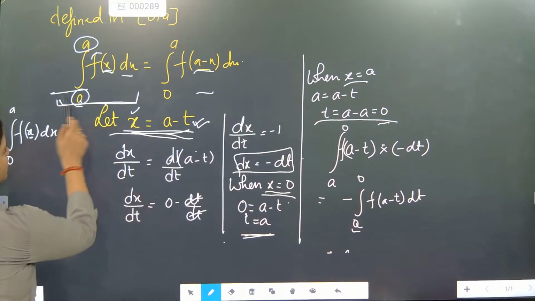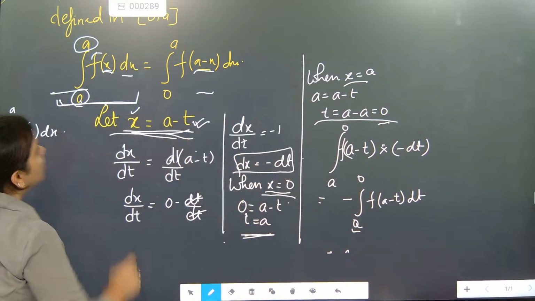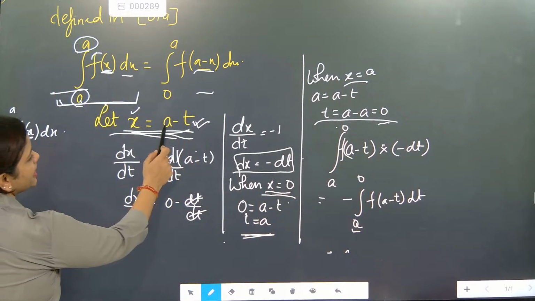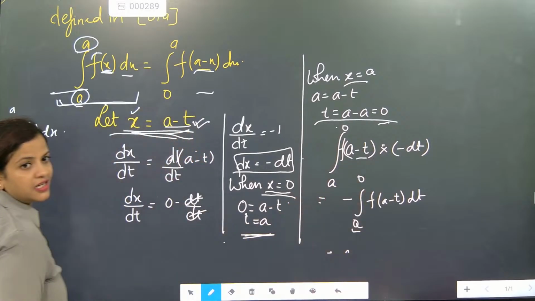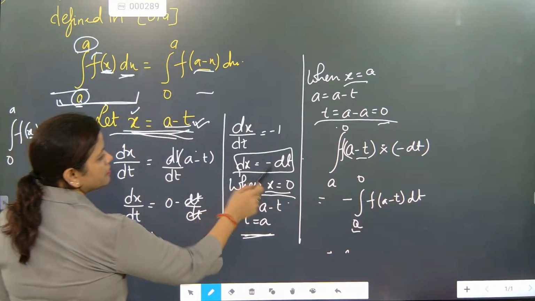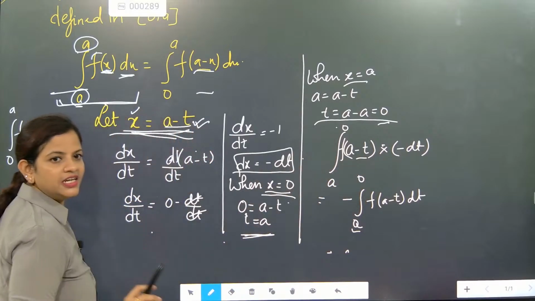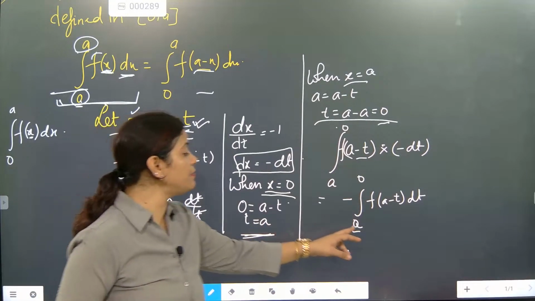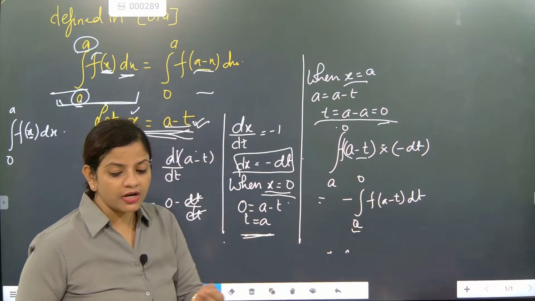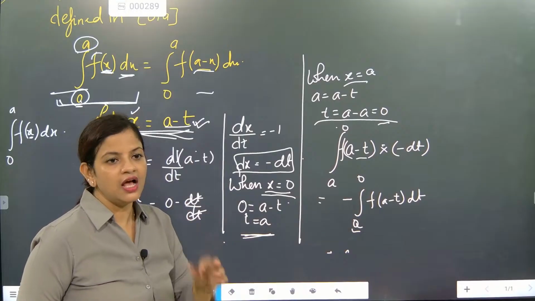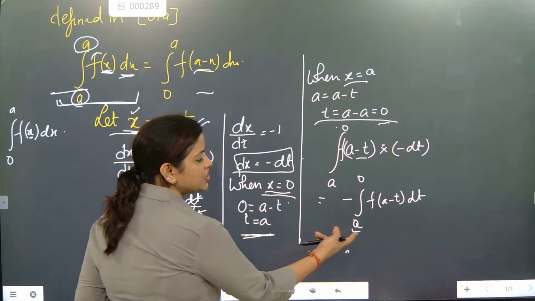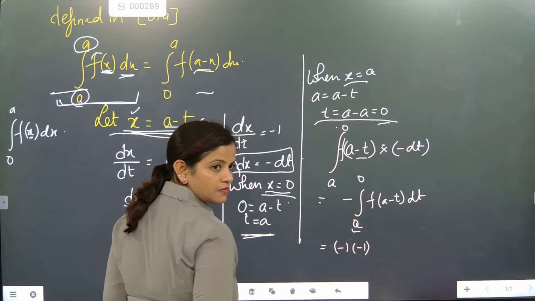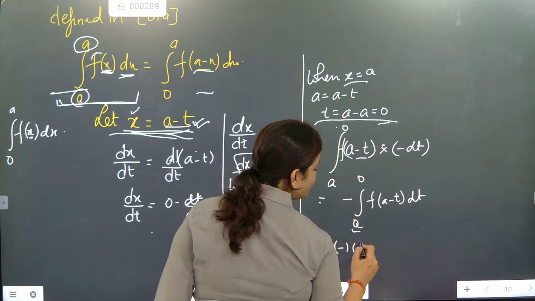Whatever you got, you are going to substitute here. Your limit was 0. Now here it is coming as a. Your limit was a. Now here it is coming as 0. Here you have taken x as a minus t, so you will write a minus t. The dx value is coming as minus dt, so you wrote minus dt. So everything after changing looks like this. Got it? Now, lower limit is a, upper limit is 0, which is not at all possible. Lower limit should be lesser, upper limit should be greater. So we will change the place. When we are changing the place, one minus will come.